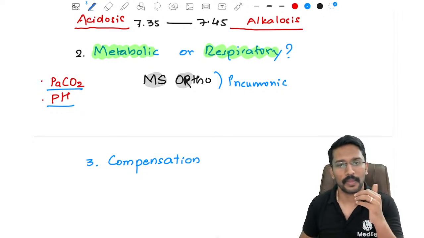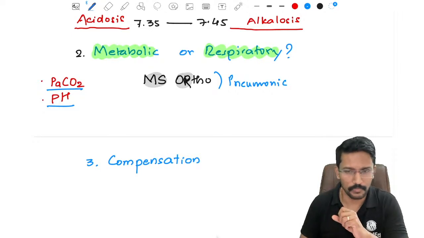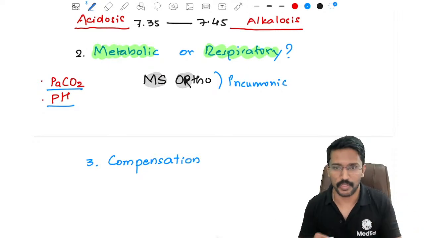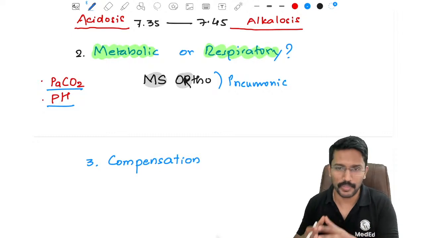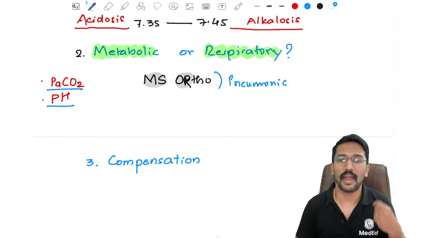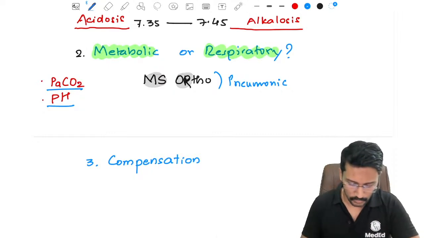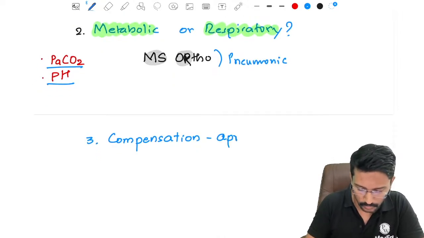If you have a metabolic abnormality, metabolic basically refers to dysfunction at the level of the kidney, so in that case your respiratory system will try to compensate and get the pH back to normalcy. And if you have a respiratory abnormality, your kidneys will try to compensate and get the pH back to normalcy. So there will always be a compensatory attempt from the opposite organ. Now we have to understand whether the compensation is appropriate or not.